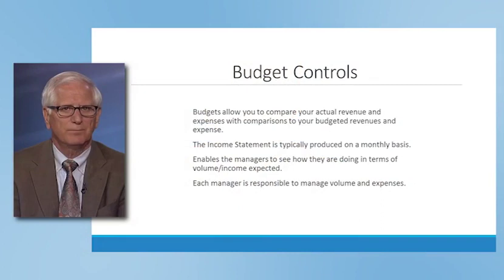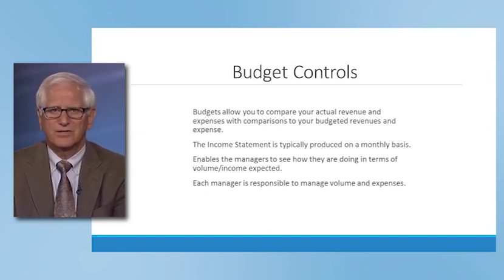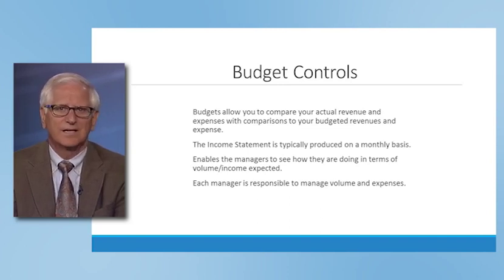Once budgets are completed and approved, the leader can use monthly reports that show your actual revenues and expenses, with comparisons to your budgeted revenue and expenses to gauge progress each month. If you notice that the company is not performing as you expected, compared to the budget, you can make decisions to increase revenues or decrease expenses.